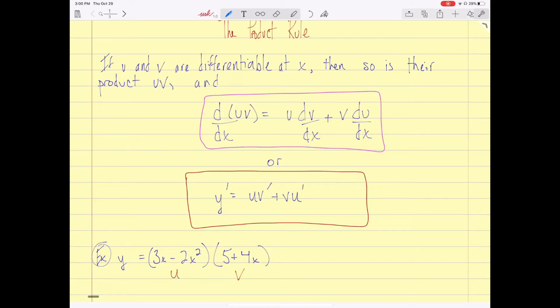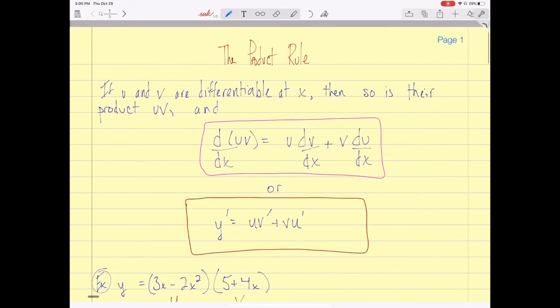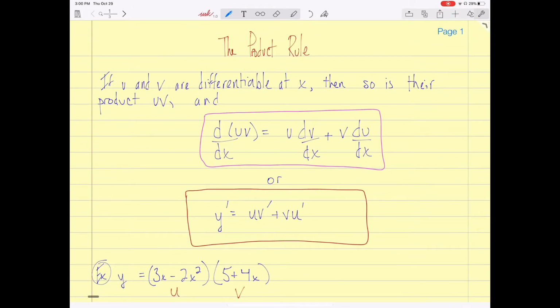Today we're going to look at the product rule and the quotient rule. These are just two additional ways to take derivatives when you have a product or a quotient. With this first one, look at the product rule. I'll read the statement: if u and v are differentiable at x, then so is their product uv, and then it gives you all of these cryptic symbols.